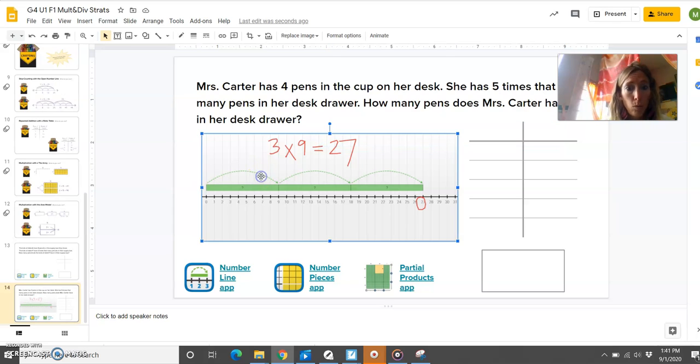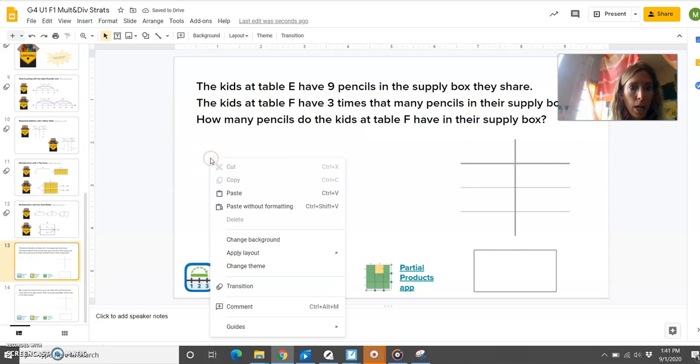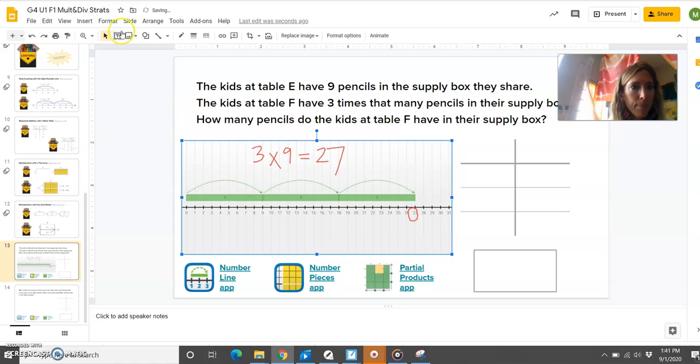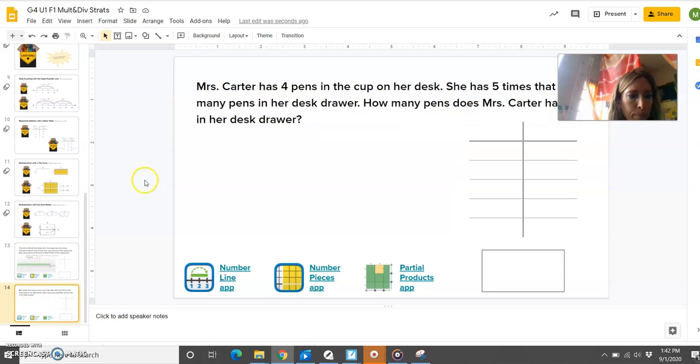Oh, whoops, this was the wrong problem. I was on the second problem. Let me go to the pencil problem. There it is. And I could type in the kids at table F have 27 pencils at their table. Wow, that's a lot of pencils. Okay, let's try one more.